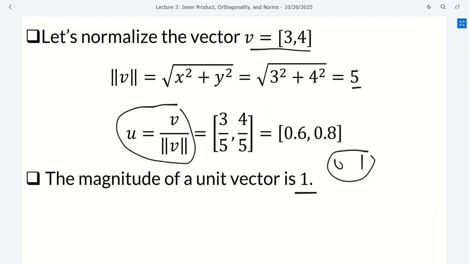But if you normalize it, it's easier for your algorithm to learn properly and be able to do the right thing. Okay.